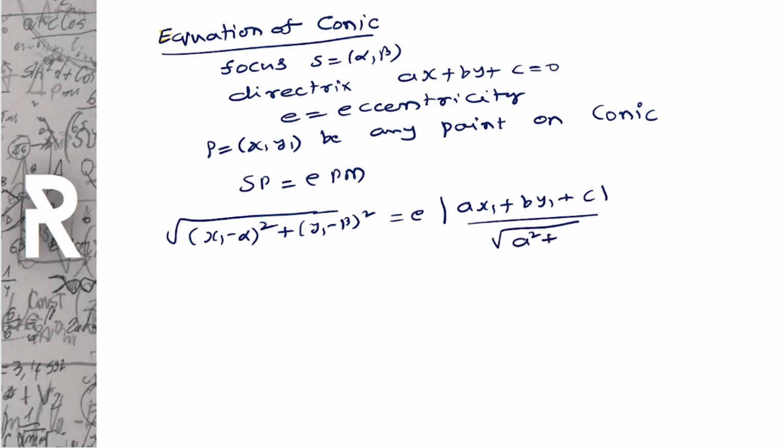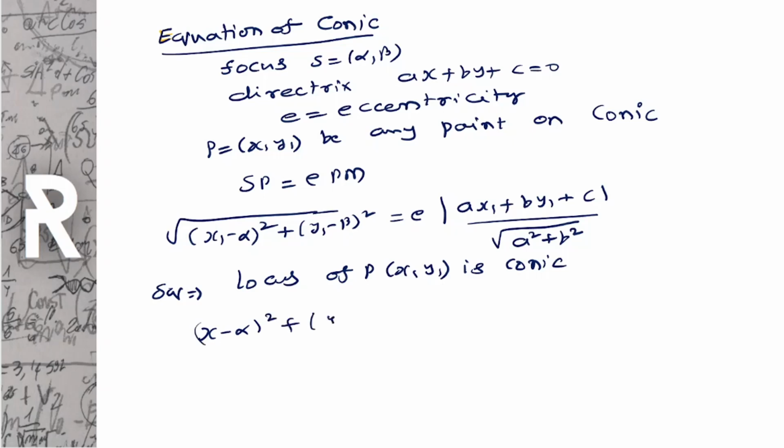The distance formula is used here. Squaring, what will happen? After squaring, the locus of P(x1, y1) is the conic. That means x1, y1 replaced by x, y: (x minus alpha) whole square plus (y minus beta) whole square equals E square into (ax plus by plus c by root a square plus b square) whole square.